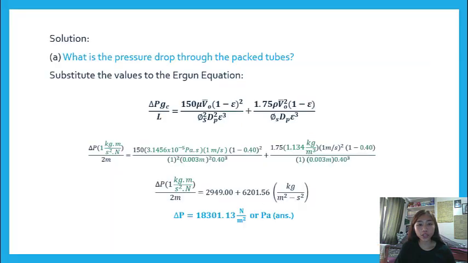So for the first question, what is the pressure drop through the packed cubes? So we just substitute all the values that we identified and got from the previous slide into the Ergun equation. So here is our Ergun equation. Substitute everything since it was already in SI units. Okay, we don't have anything else to convert. So with that, our delta P is equal to 18,301.13 pascals. Okay, that is the answer for A.